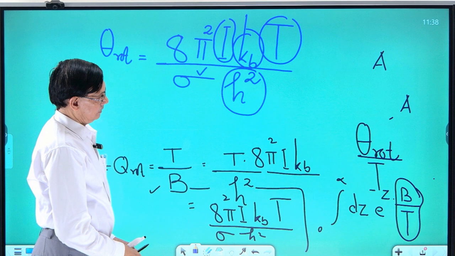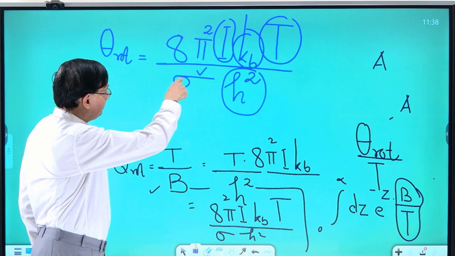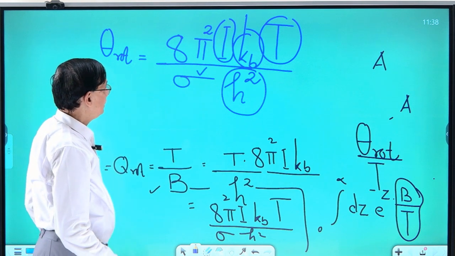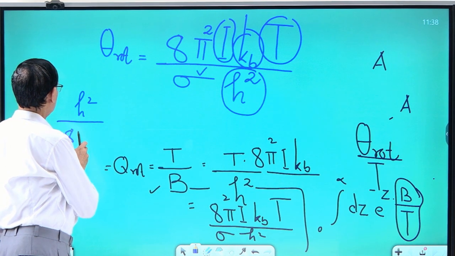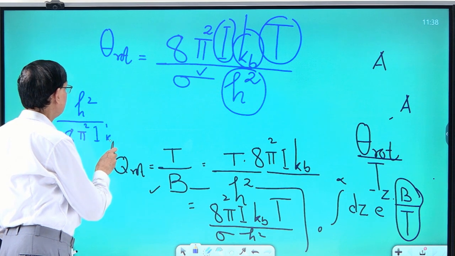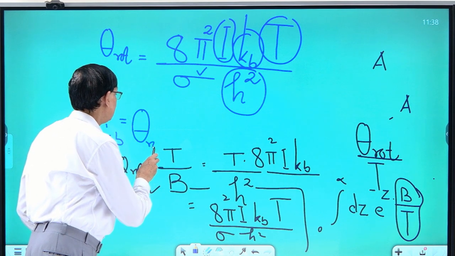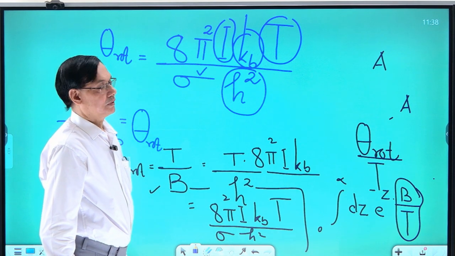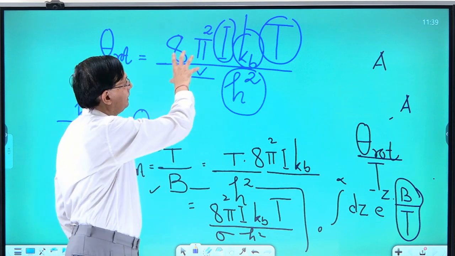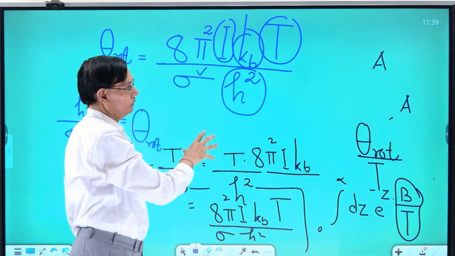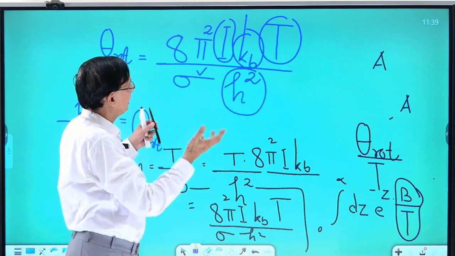Now, I have just told you that this b can be written as I told you, h square by 8 pi square I kb, which is nothing but the characteristic rotational temperature. So, this big formula, and again remember, it is for diatomic linear type of molecules. If there are non-linear molecules, the formula will be different. I will not derive that equation, but I will just show you.